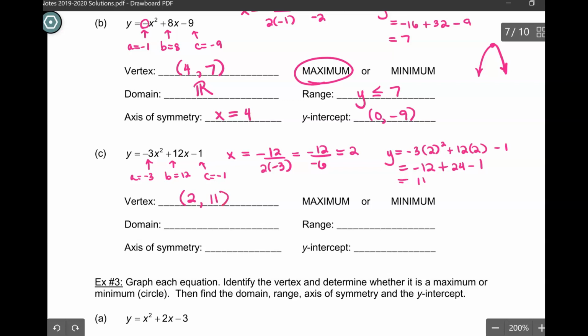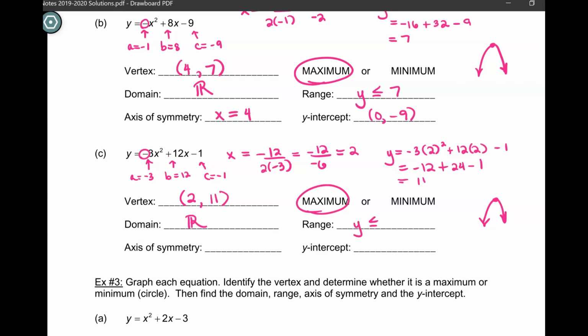So 2, 11. This is a negative, so that means it's going to be pointing down, which makes the vertex a maximum. Domain is all reals. Range: it's pointing down, so it's going to be y is less than or equal to the y coordinate, which is 11. Axis of symmetry is x equals 2, the x coordinate of the vertex. And then the y-intercept is 0, comma, -1, because that's our value of c.